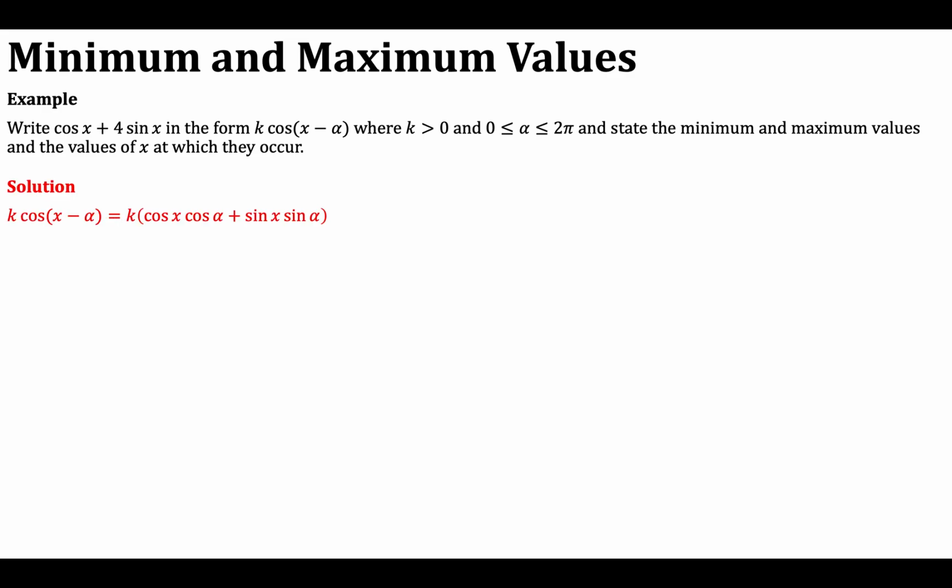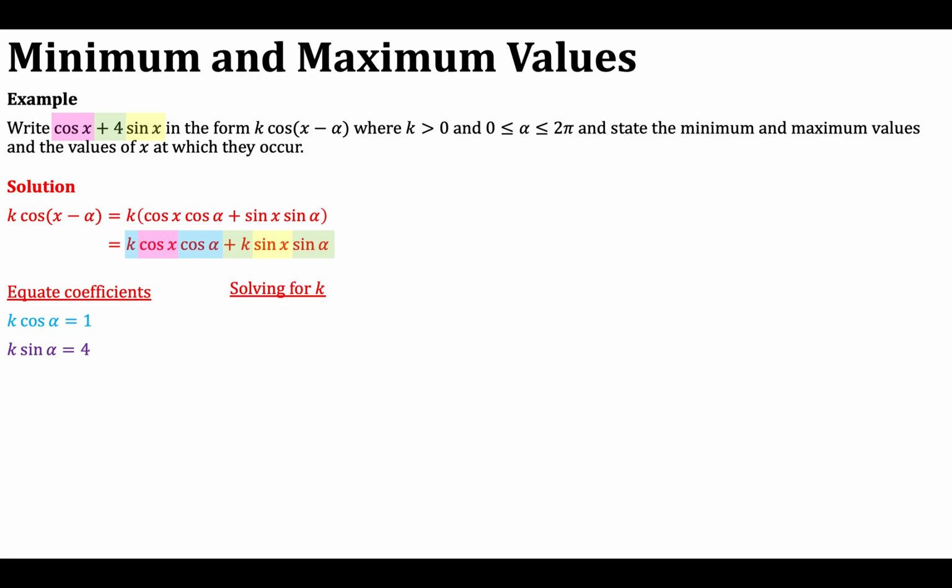So our solution then, k cos of x minus alpha will be equal to k times cos x cos alpha plus sin x sin alpha. So that's our expansion for cos of x minus alpha. Multiplying throughout by k, we get k cos x cos alpha plus k sin x sin alpha. And we can now equate coefficients to obtain our simultaneous equations. So looking at the coefficient of cos x first, we've got k cos alpha is equal to 1. And looking at our coefficient of sin x, that means that k sin alpha is equal to 4.